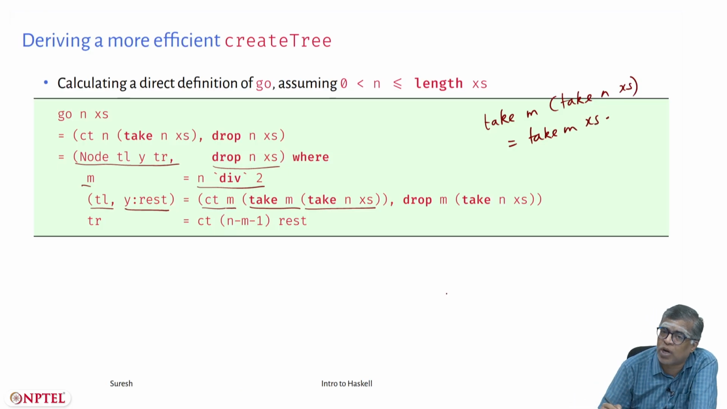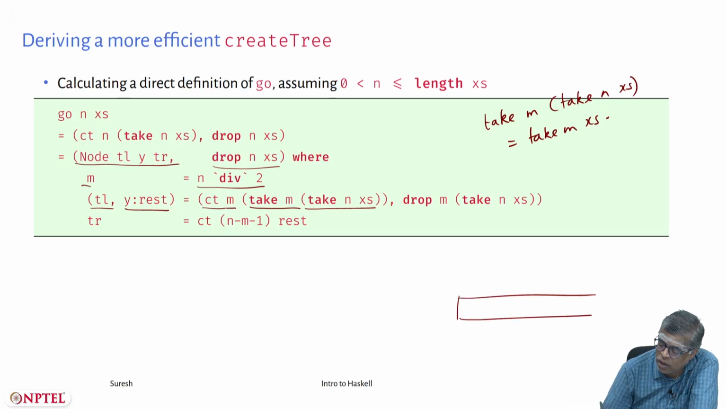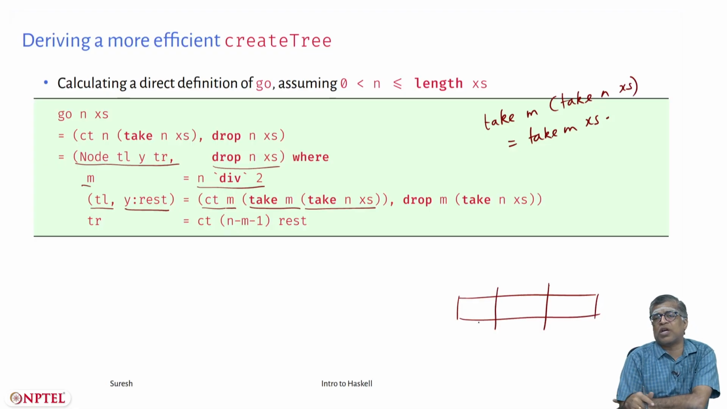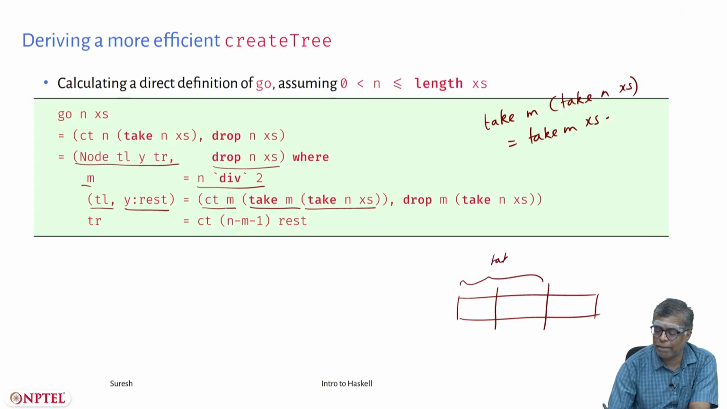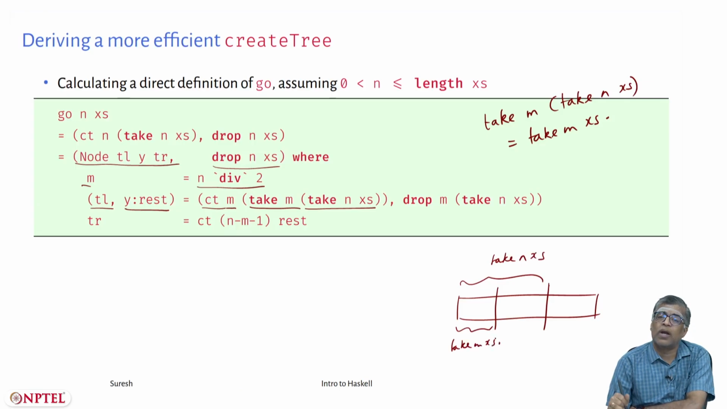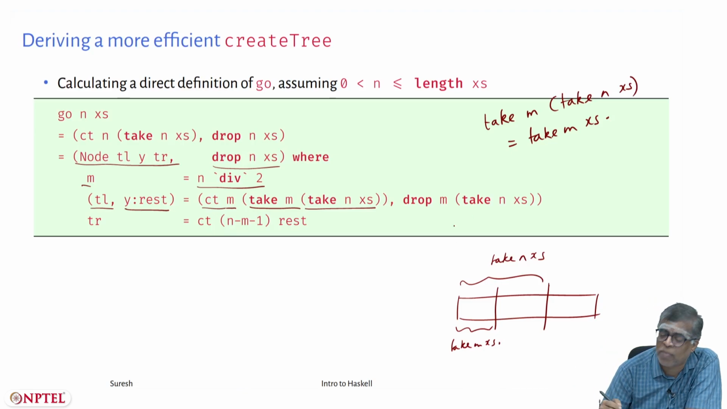Why? Because m is smaller than n, and if you have a list, if you first take the first n elements and then take the first m elements out of this, that is the same as taking m elements out of x's. It does not matter whether you are taking from take n x's or from x's itself. If you are taking m elements, that is the same. Okay, fine. And what is drop m of take n x's?